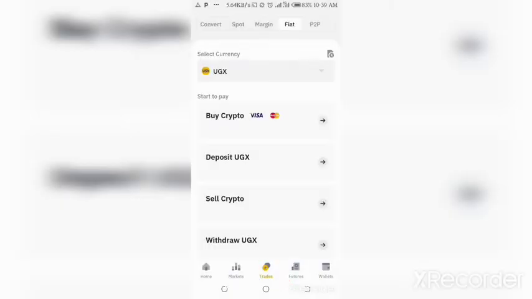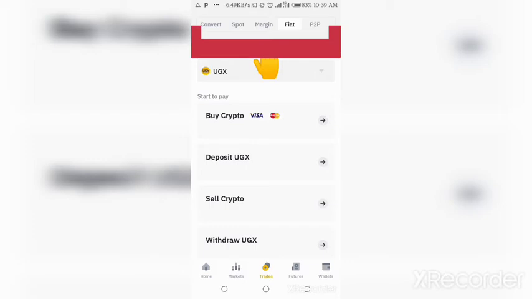Now when you come to trades, when you look up here in the upper section of your phone, we have convert, spot, margin, fiat, P2P. Those are the different types of trades we have on Binance. For example, let's select convert. We are going to look at each of them briefly, not much into details. This is just intended to help you get the basics of what types of trades are there.